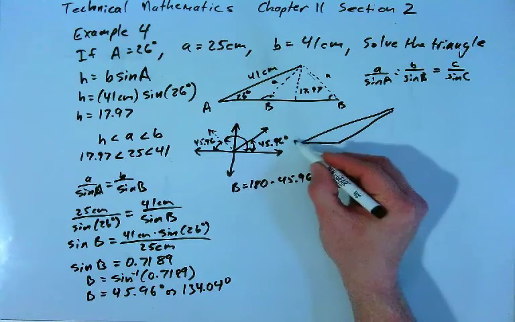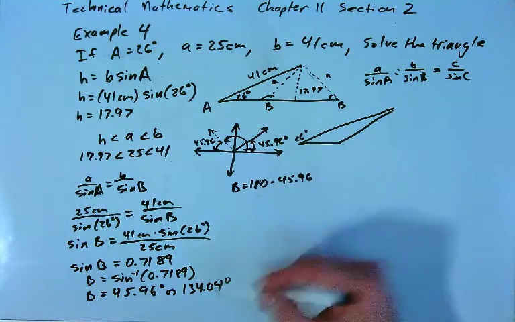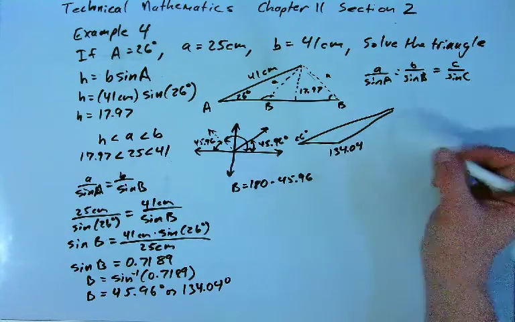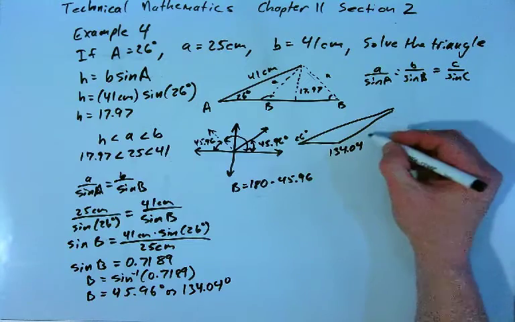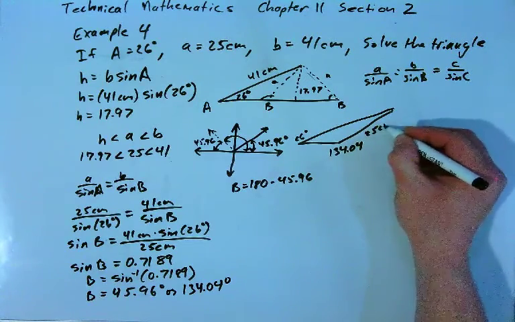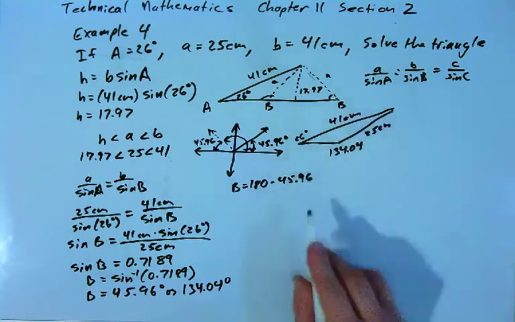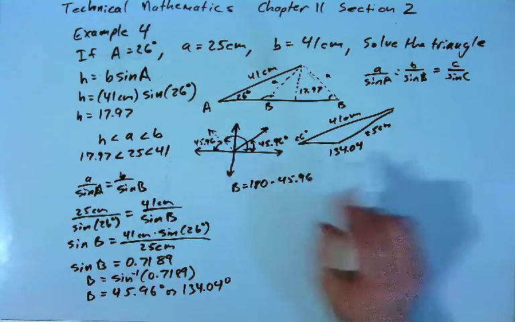We have an angle that looks like this, where again this is 26 degrees, this angle. This angle B is the obtuse 134.04, and side a is 25 centimeters, and side b is 41 centimeters. This is one of the possible solutions. I still don't know angle C yet or side c.